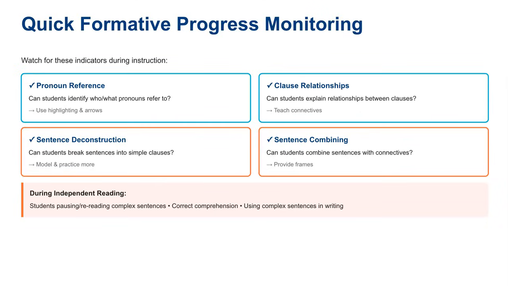During independent reading, some look-fors are: are students pausing at those complex sentences? That's a good sign. It means they're monitoring. Are students rereading complex sentences? This is also good. This means they're self-correcting. Are there correct comprehension responses about complex sentences? Are students beginning to use complex sentences in their writing? Use these observations to adjust your instruction and provide targeted support.